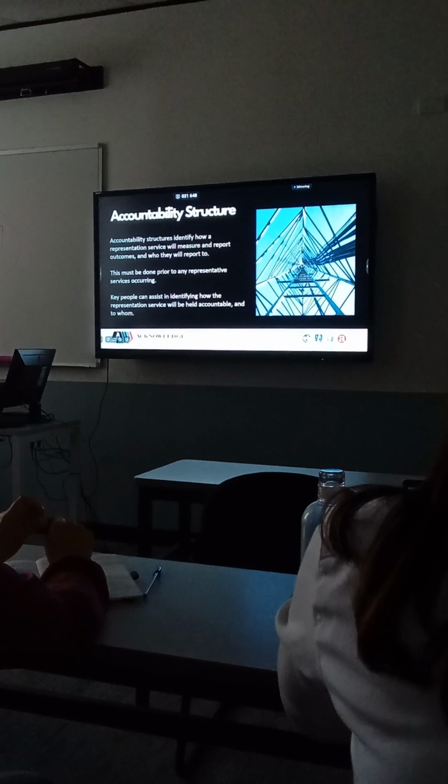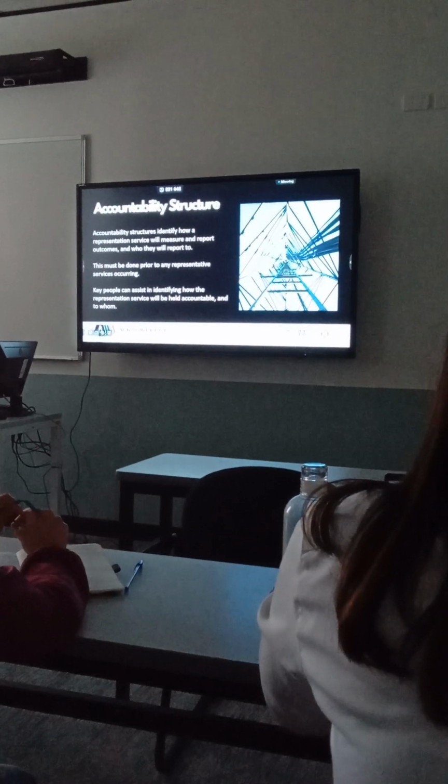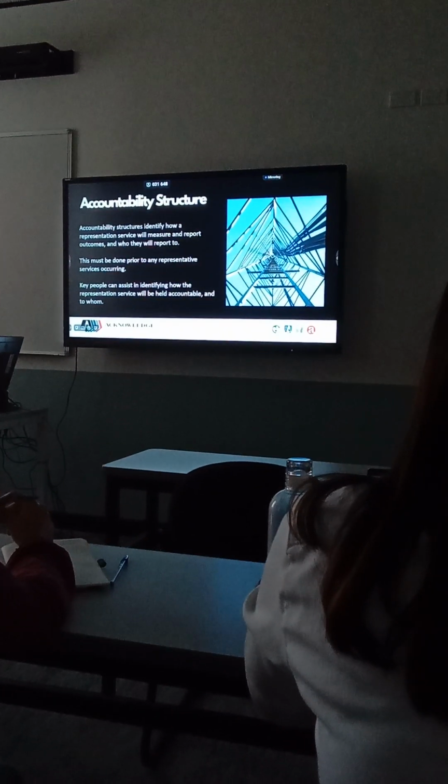Okay, so we have what we call an accountability structure. As you can see by that picture, there's a framework there, there's a structure. If you take a few of those beams out, the whole thing will probably fall down. So we need a framework, we need a structure. Talking about accountability, it's identifying how a representation or advocacy service will measure and report outcomes, and who they are going to report to.